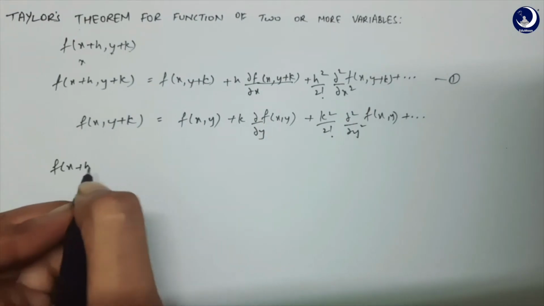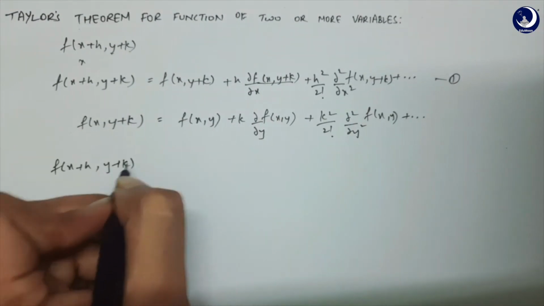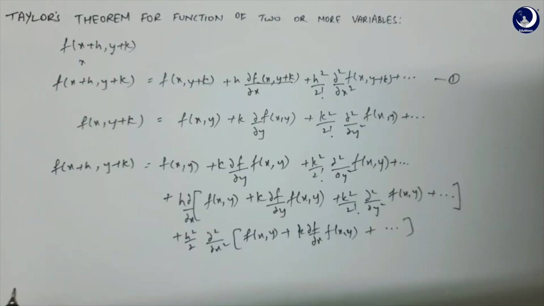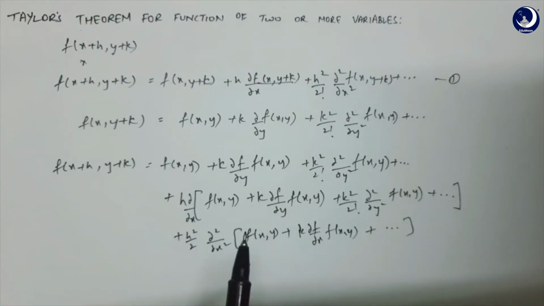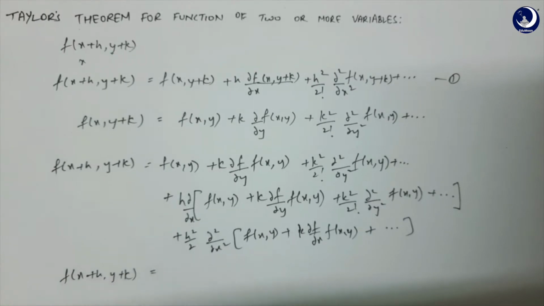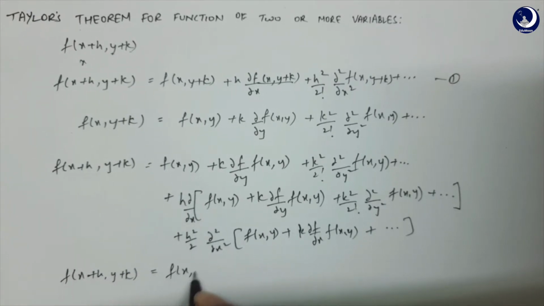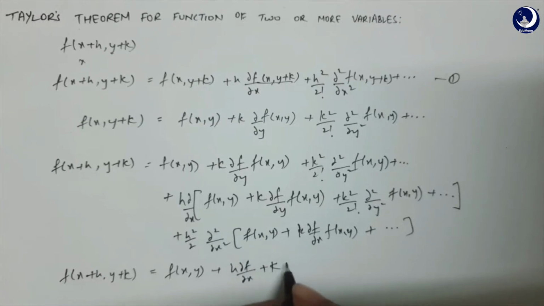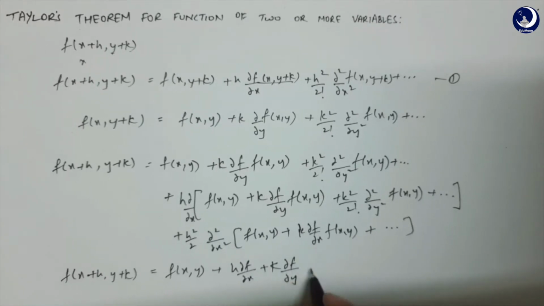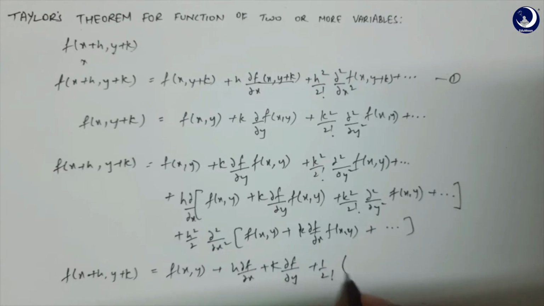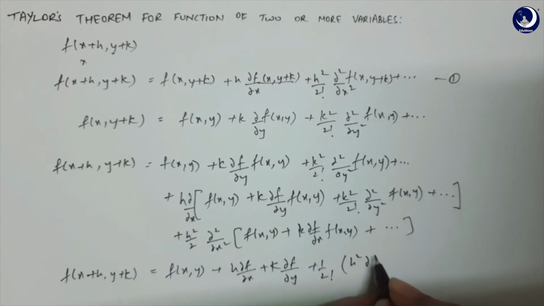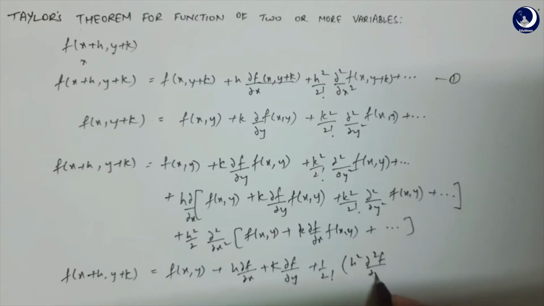Then f of x plus h comma y plus k would be equals to, we would get like so. Now these terms are all over the place, so let's rewrite this equation in an orderly fashion. Then we would get f of x comma y plus h dou f by dou x plus k dou f by dou y. Take 1 by 2 factorial common. Then in that we would get these terms.